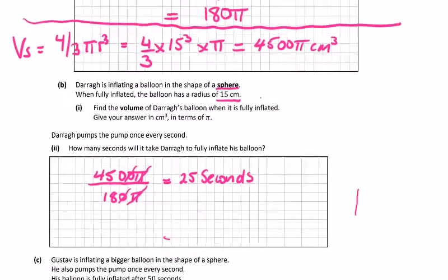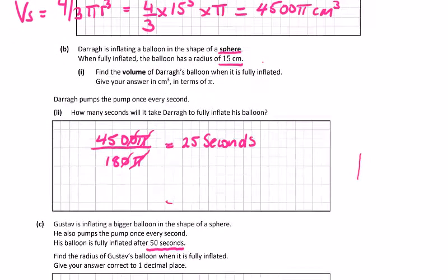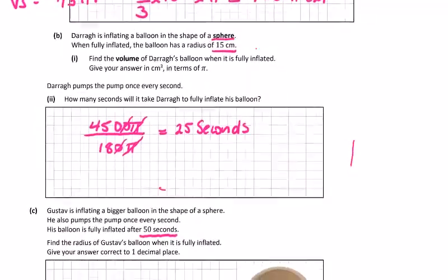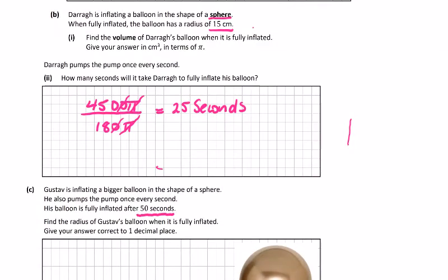And part C, Gustav is inflating a bigger balloon in the shape of a sphere. He also pumps the pump once every second. His balloon is fully inflated after 50 seconds. Find the radius of Gustav's balloon when it is fully inflated and give your answer correct to 1 decimal place.